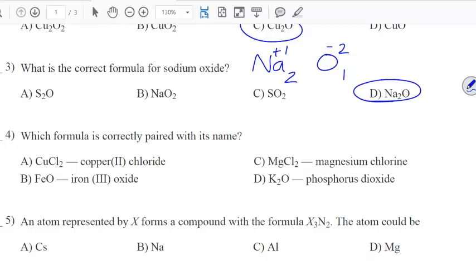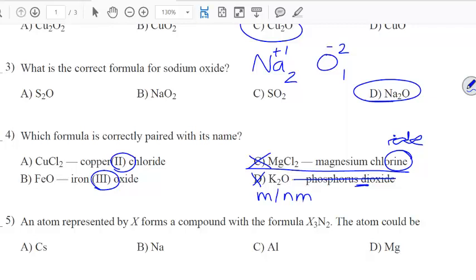Which formula is correctly paired with its name? Well, this one jumped out at me right away because there's only 2 capital letters and they forgot to change the ending to I. So that is not right. It can't be that one. This one also jumped out on me. This is a metal to a non-metal, and they use prefixes. No, no, no. Prefixes are only used when it's non-metal to non-metal. So get rid of that one as well. So then we're looking at these 2, okay? And both of these are right. What we really just have to check here is our Roman numerals correct?